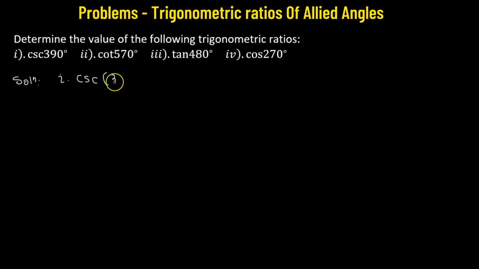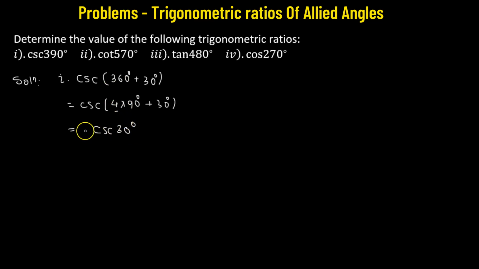Now 390 degrees, we can also break it down as 360 degrees plus 30 degrees. The reason why we wrote it in this particular fashion is because we can now rewrite 360 as a multiple of 90. So that means we have 4 times 90 degrees plus 30 degrees. Here, this is an even multiple of 90 degrees. So whenever we have an even multiple of 90 degrees, then our cosecant function stays as a cosecant function. Then we drop that 4 times 90 degrees and we only use the angle 30 degrees. So that means cosecant of 390 reduces to cosecant of 30. That means the value will be the same.